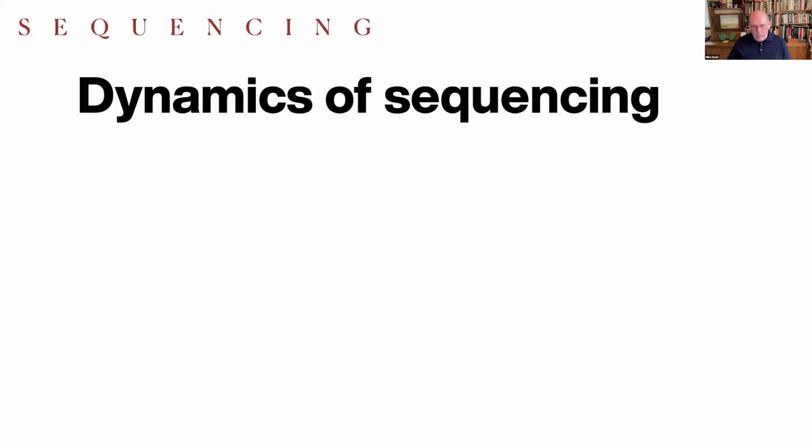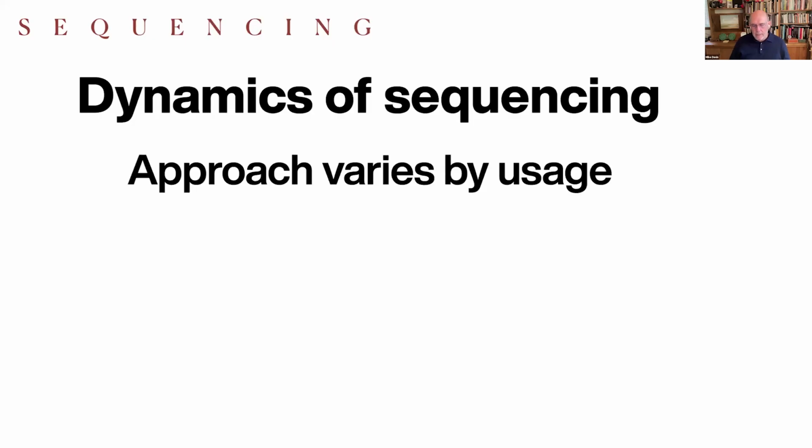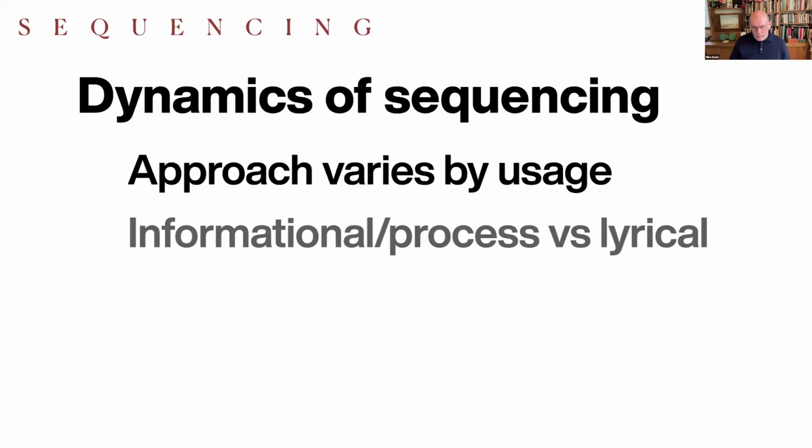Okay, now we get into the fun stuff, the actual sequencing. It does vary by usage, like how National Geographic sequences is going to be different from the Atlantic, probably, or Aperture's sequencing and structure is going to be different from Magnum's. Generally, though, the ends of the spectrum are purely informational sequencing, or representing a process that had a beginning, middle, end, versus a more lyrical, mood-driven or quality-driven sequence.